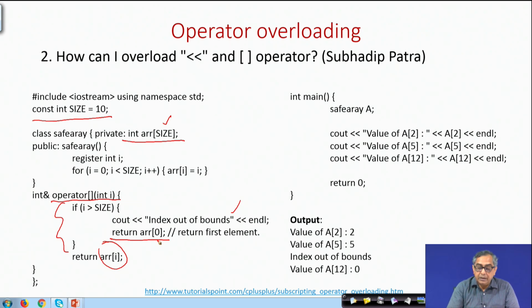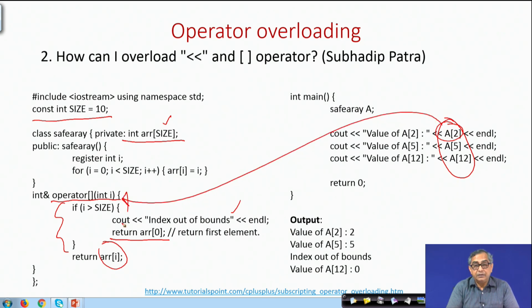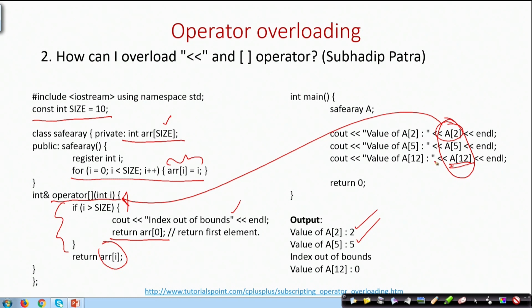Then I am using it simply as I use any array element, but as I do this, it does not directly do A2, it actually calls this function, which is overloaded. Let us do that. So, this has been filled with A I is filled with I. When I do A2 it prints 2, when I do A5 it prints 5, but when I do A12, which is more than 10, this condition becomes true and it prints index out of bounds and gives you ARR 0. So, this is how you can overload that.